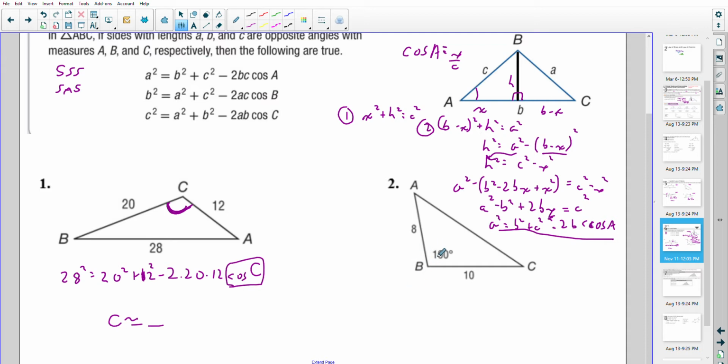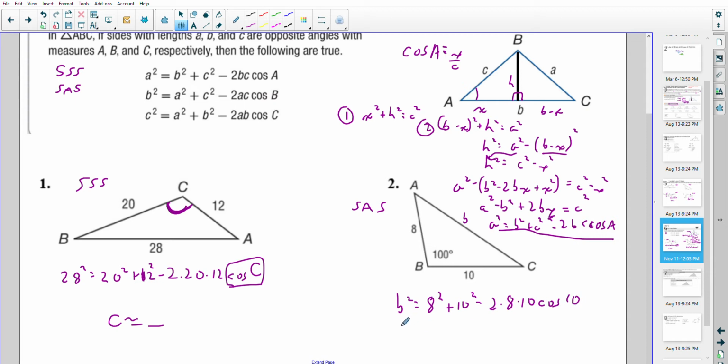Also, here's a case where you have a side angle side case. This is side, side, side. This is side angle side. And you can do the same idea to get your B. So it's B squared equals C squared plus A squared minus 2 times C times A times the cosine of 100.